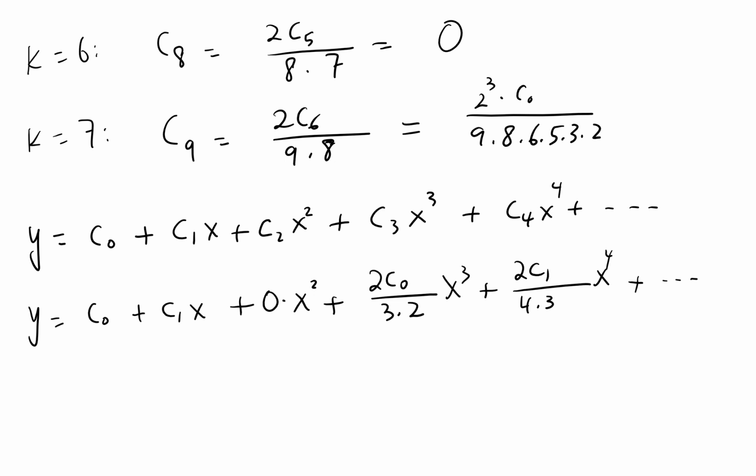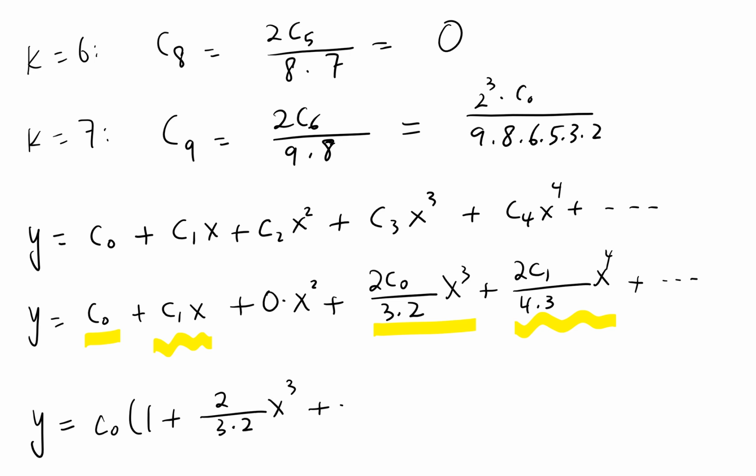Now we have, these have c0's and these have c1's. I'm grouping the c0's together and the c1's together: c0 times (1 plus 2 over 3 times 2, x cubed, and so on).